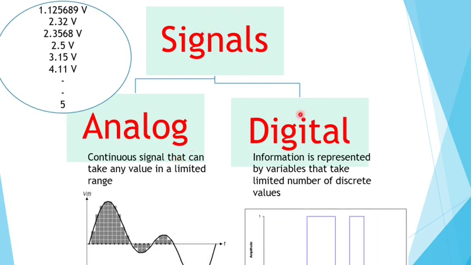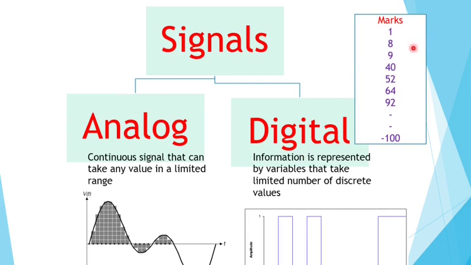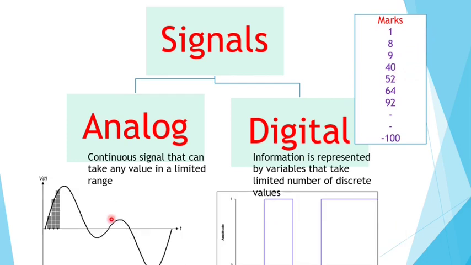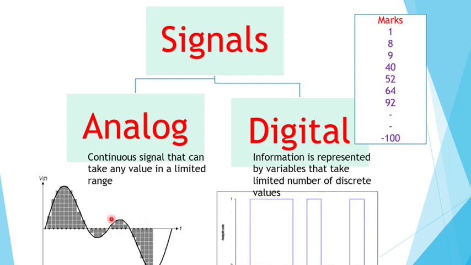The next signal is a digital signal. To explain a digital signal, you can take an example. For example, when you get your mark sheet, your marks can be 1, it can be 2, it can be 50, but it can never be 40.92, right? Because you can just have some discrete values for marks, right? Here in mark scale, it can be between 0 to 100, right?